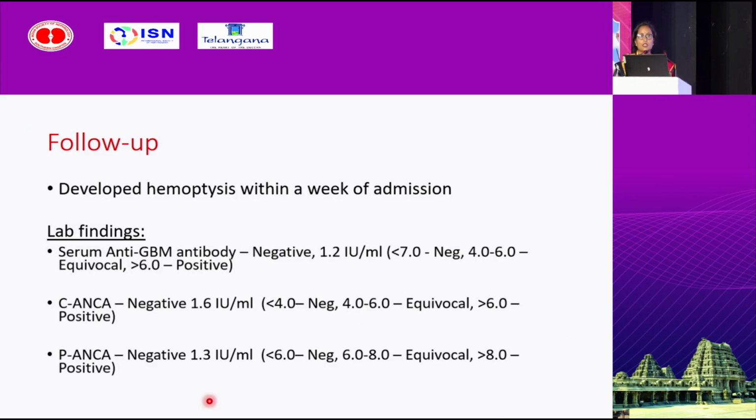So when I discussed the case with the nephrologist after the IF and the reporting, I asked whether there was any evidence of alveolar hemorrhage. It seems the patient did not present initially with hemoptysis, but later in the week of admission, the patient developed hemoptysis. And when they went ahead, as advised, with anti-GBM and ANCA, both were found to be negative.